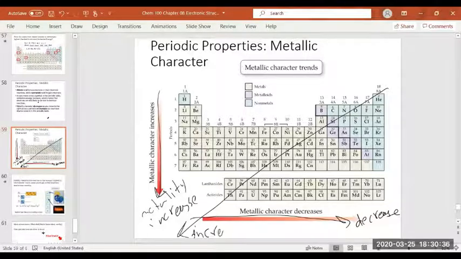So for example, if I ask you which one has more metallic properties, oxygen or carbon? What do you think? According to this trend, going from left to right, the metallicity decreases. That means carbon is more metal compared to oxygen. Both of them are non-metal, it is fine, but which one has metallic properties, metallic character? Carbon will be more metal compared to oxygen.